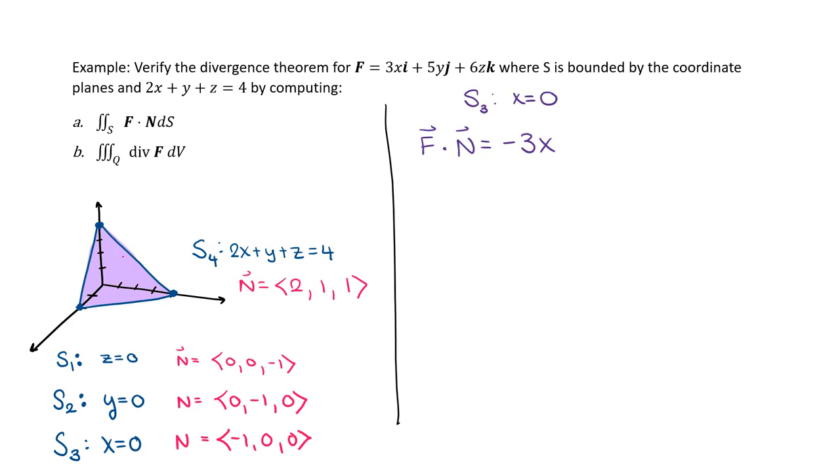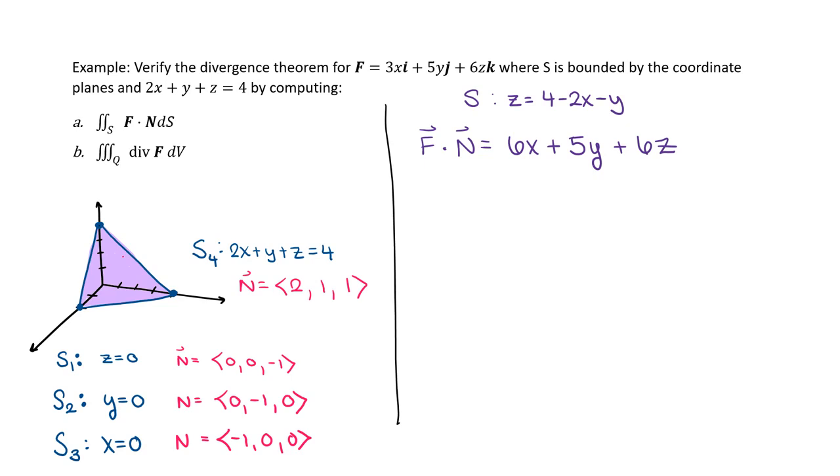All right, and guess what? Same thing happens with surface 3. We have the plane x equals 0. We take f dotted with n. We get negative 3x, but on this surface, x is always 0, and so when we integrate 0, we get 0. Okay, so those first 3 surfaces, those coordinate planes, just gave me answers of 0. Let's see what happens with our 4th surface.